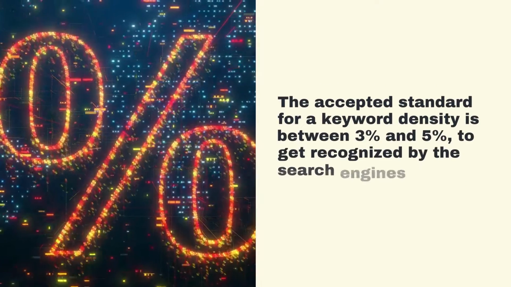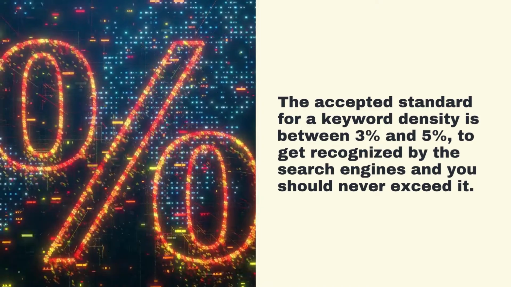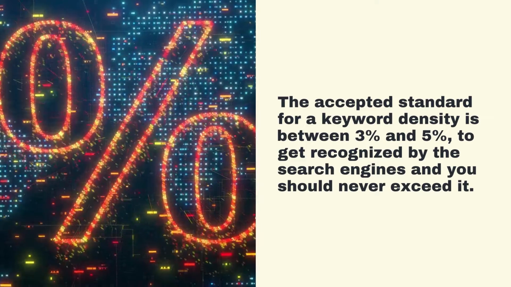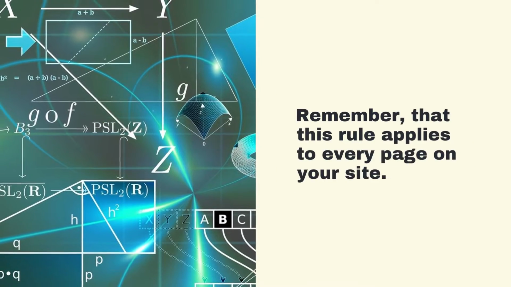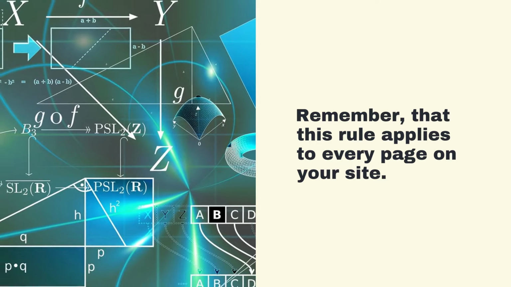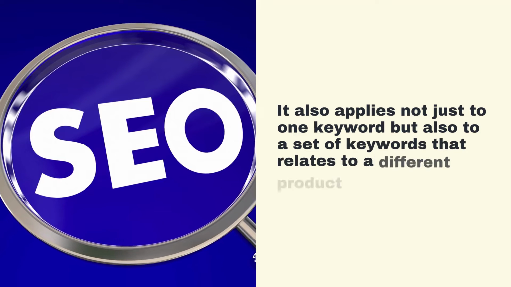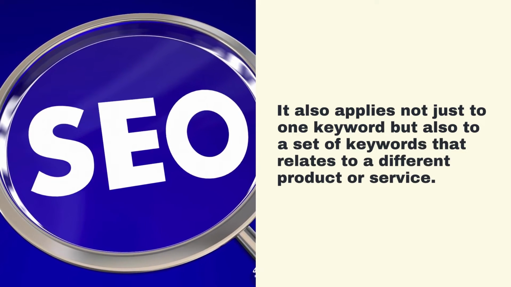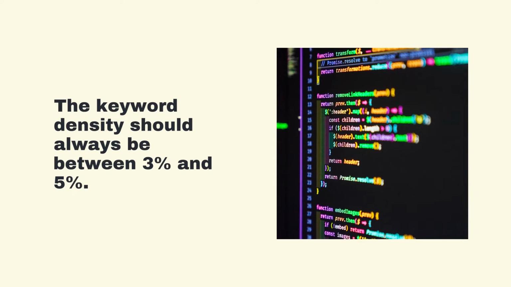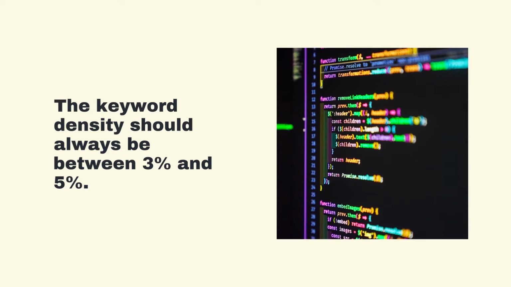The accepted standard for a keyword density is between 3% and 5% to get recognized by the search engines, and you should never exceed it. Remember that this rule applies to every page on your site. It also applies not just to one keyword but also to a set of keywords that relates to a different product or service. The keyword density should always be between 3% and 5%.